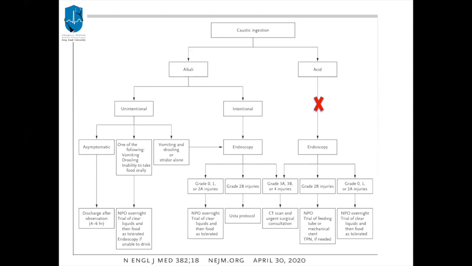If they have a grade 2B injury, which is like a deep circumferential ulcer, then they might be a candidate for steroid and antacid. But the main reason we care in the emergency is we want to do this early on, because later on the tissue will be so frail that the endoscopy itself may cause perforation.